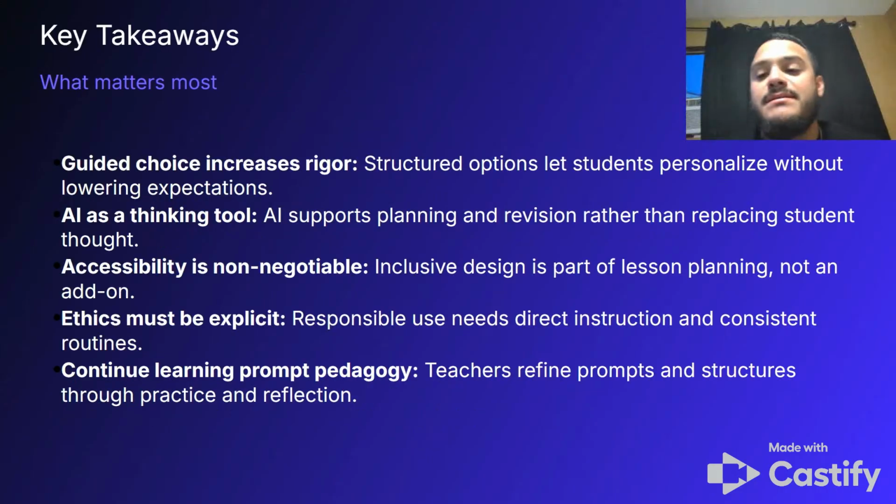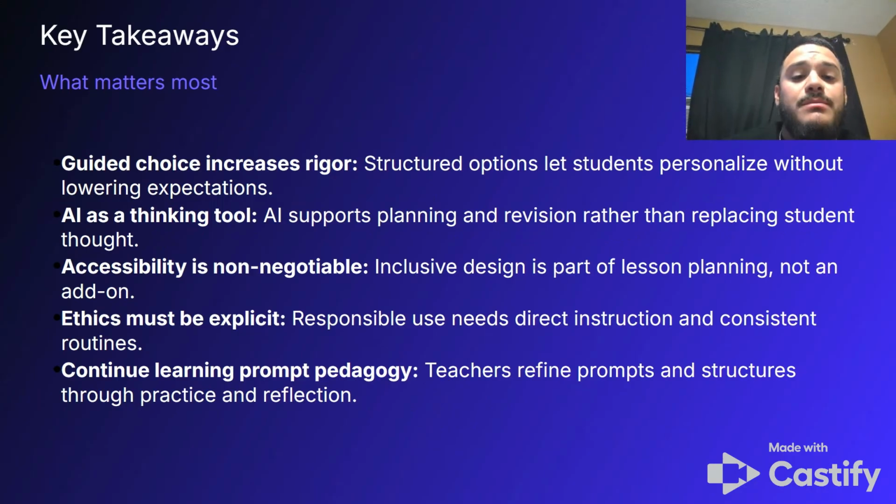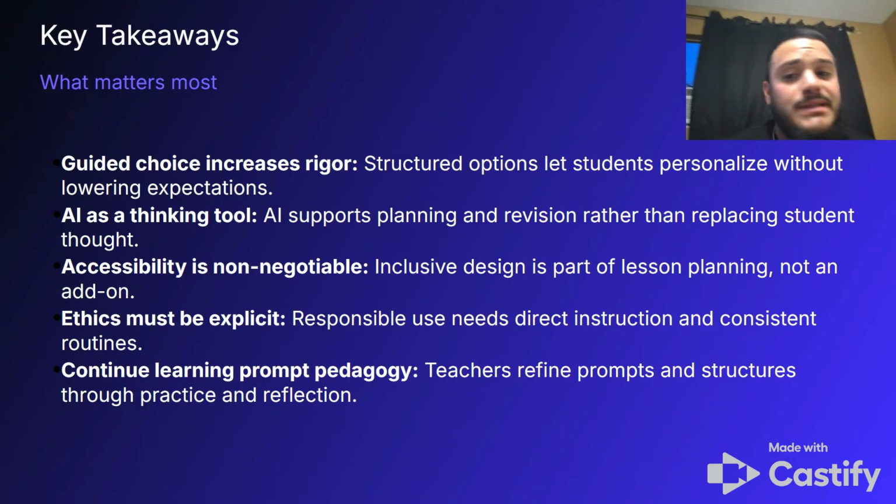Key takeaways. What matters most? Guided choice increases rigor. Structured options let students personalize without lowering expectations. Using AI as a thinking tool. AI supports planning and revision rather than replacing student thought.